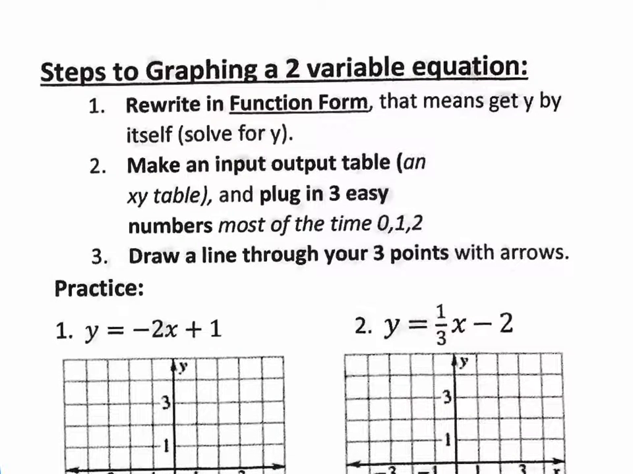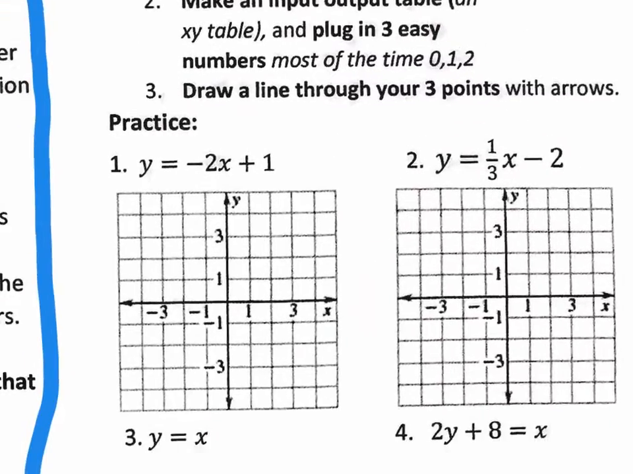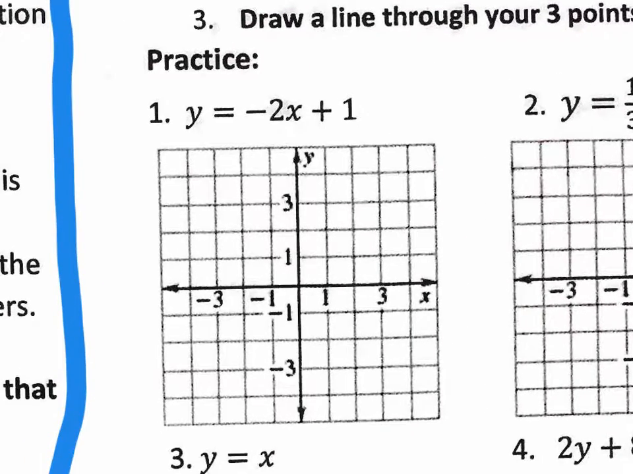So going up to the top right part of this page, steps to graphing two variable equations. Now, we've already done this in the past. Step 1 is to write it in function form, get y by itself. Step 2 is to make an xy table, and most of the time use 0, 1, and 2. And you plug in and you pull out and you get some coordinates and you graph those coordinates.